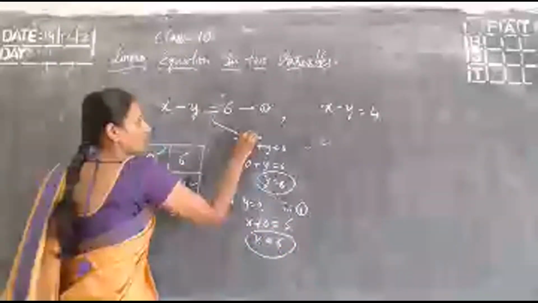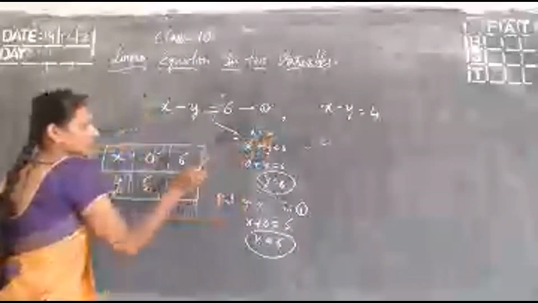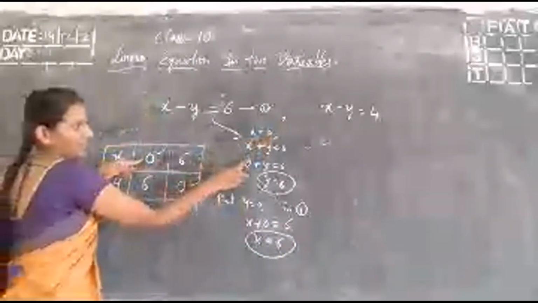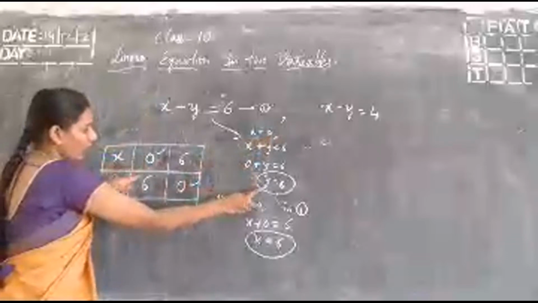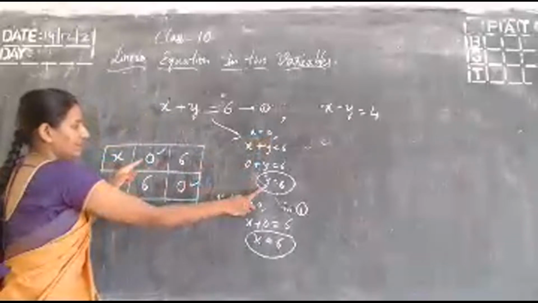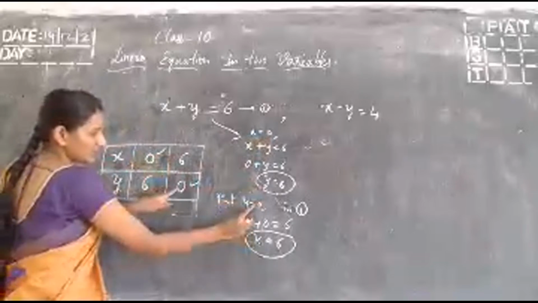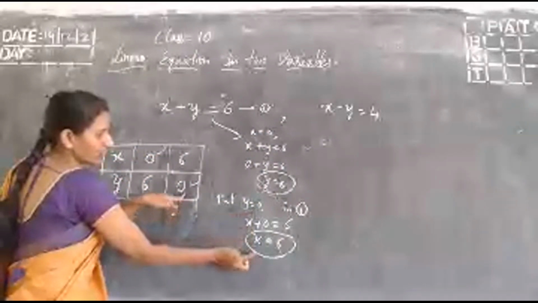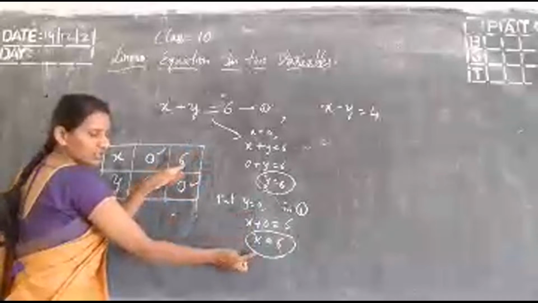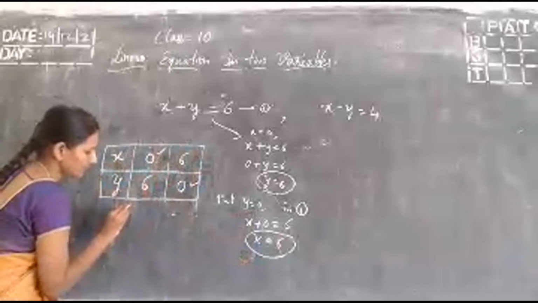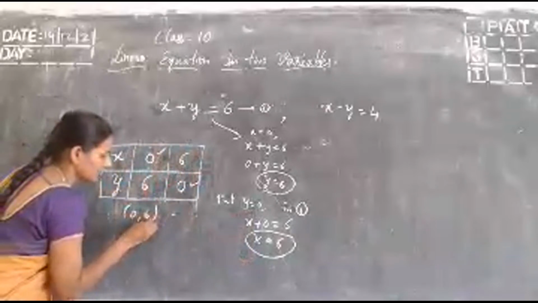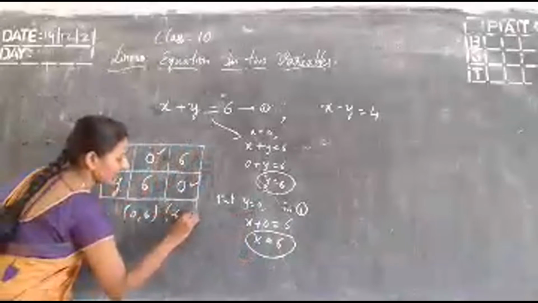First, initially, what we have to do? Put x is equal to 0. Then it becomes y is equal to 6. Put y is equal to 0. Then what is the value of x? X is equal to 6. So what are the points here? 0 comma 6 and 6 comma 0.